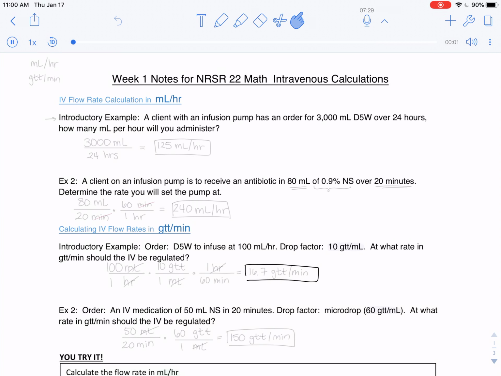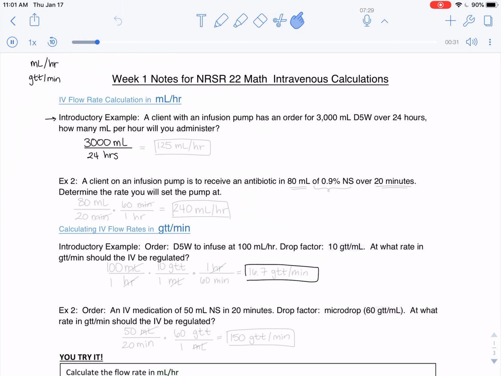All right, let's do some intravenous calculations. So all of our answers should either be in milliliters per hour or GTT per minute, or drops per minute, is what I'll say. So for the introductory example, we have a client with an infusion pump, and that's an order of 3,000 milliliters over 24 hours.